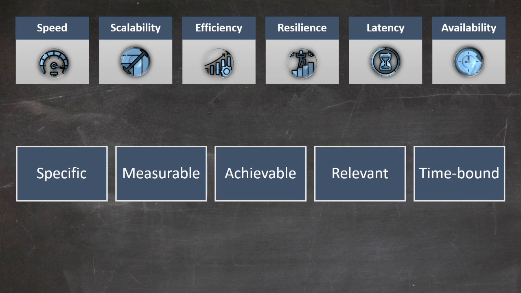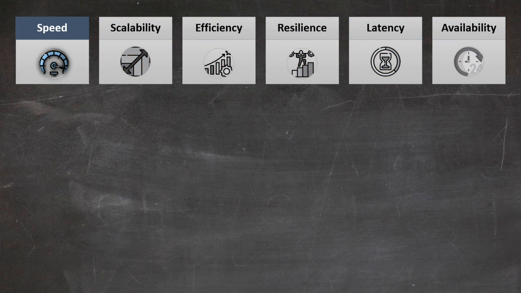Once you agree with your product owner to ensure NFR or SMART requirements, the remaining challenge is to coach your product owner on the important metrics to use for each aspect of your NFR. And this is what we're going to talk about now. Let's expand on the metrics related to speed.